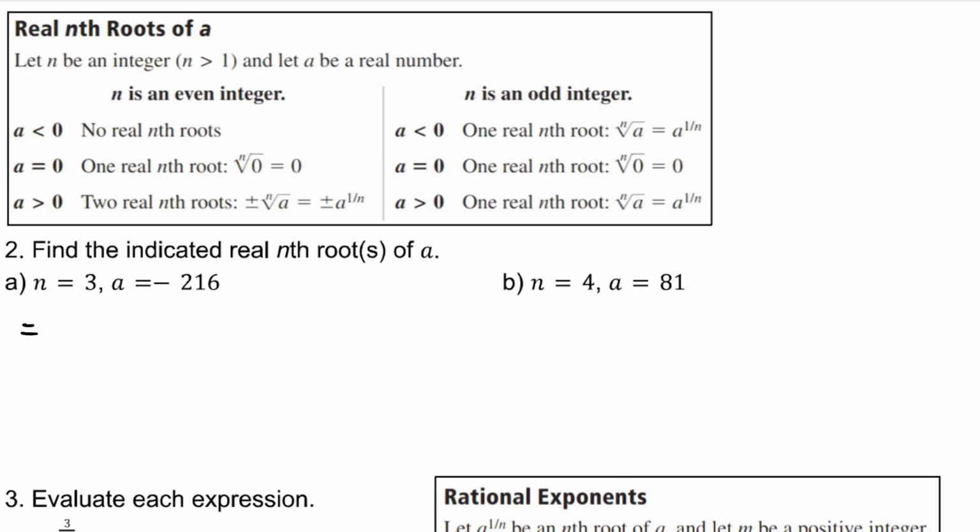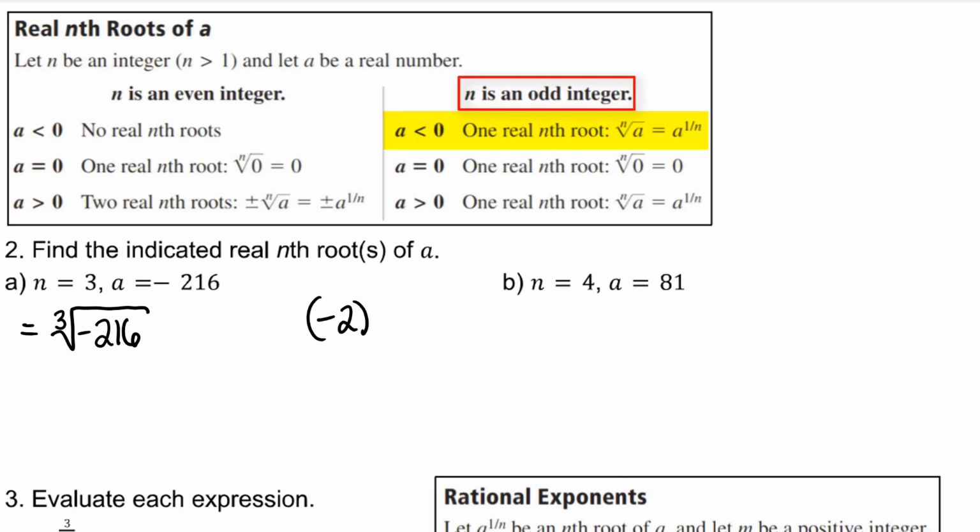If n equals 3, then we're looking at the cube root of a, which is negative 216. Can you take the cube root of a negative number? For example, negative 2 cubed is negative 8. This will have one real nth root. The cube root of negative 216 is going to be negative 6.